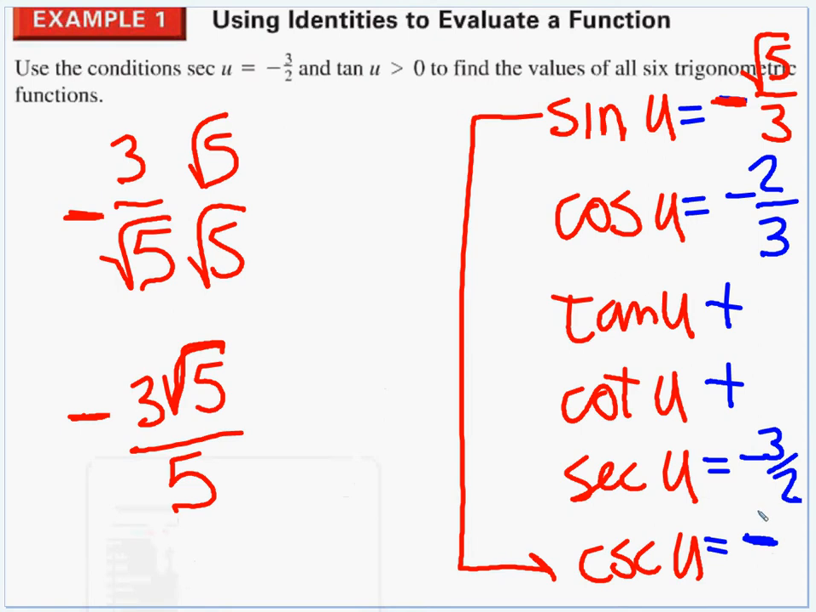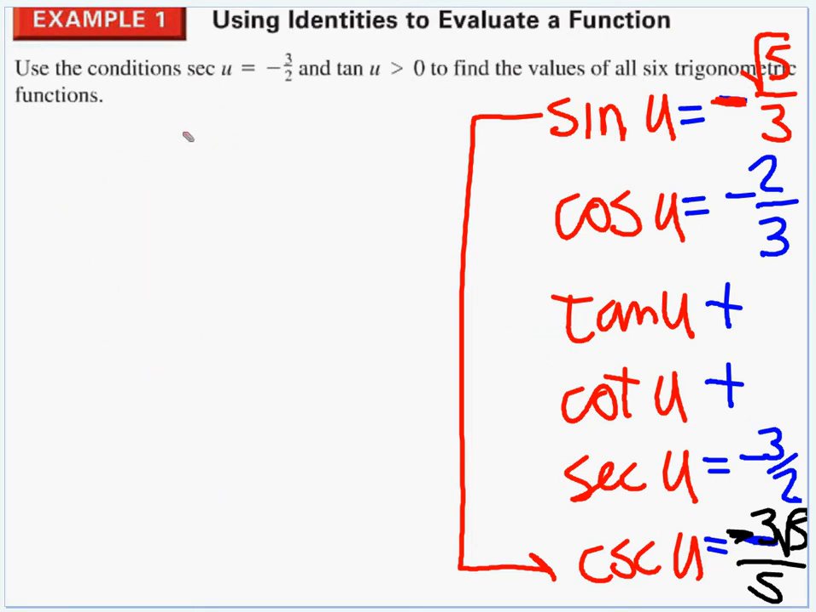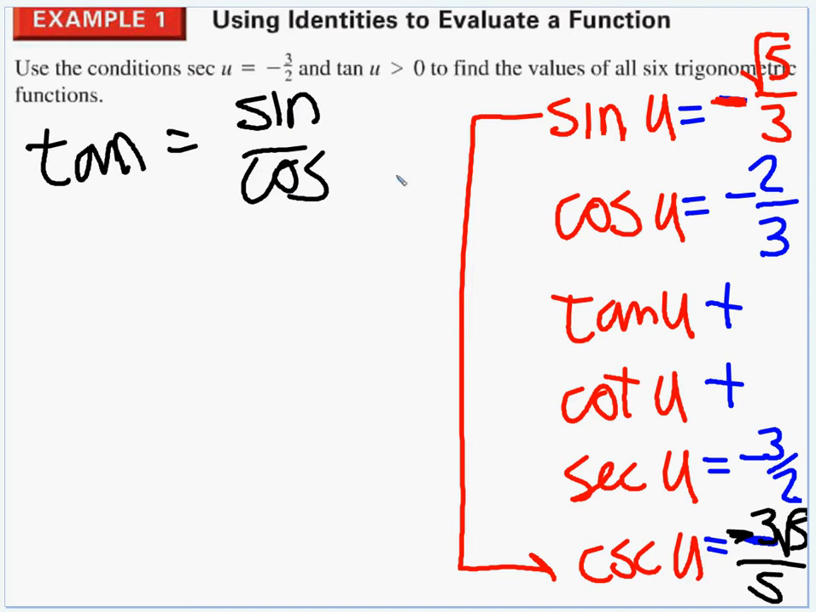I guess I could try to squeeze it in down here. Negative 3 root 5 over 5. And there's cosecant. The last thing is tan and cotan, and that's good to use a quotient identity on. Remember that tan is equal to sine over cos. We've got sine, we've got cos. Let's just divide them to get tan.